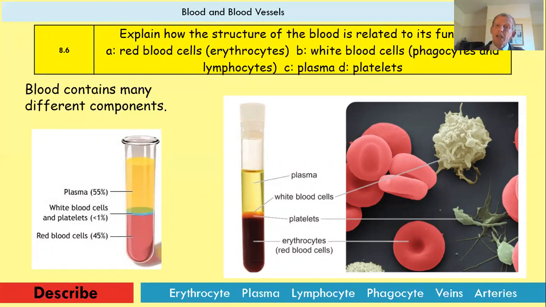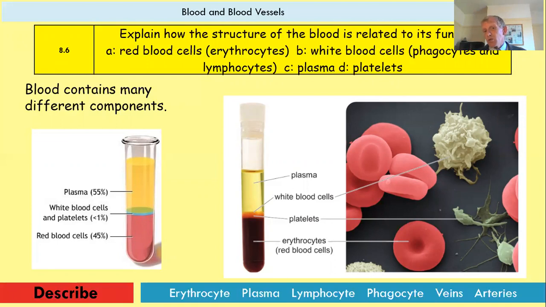But the two we're going to be looking at today are those known as phagocytes and lymphocytes, and their main role is to fight off infection, to fight things that can make you ill. And the other one is platelets.